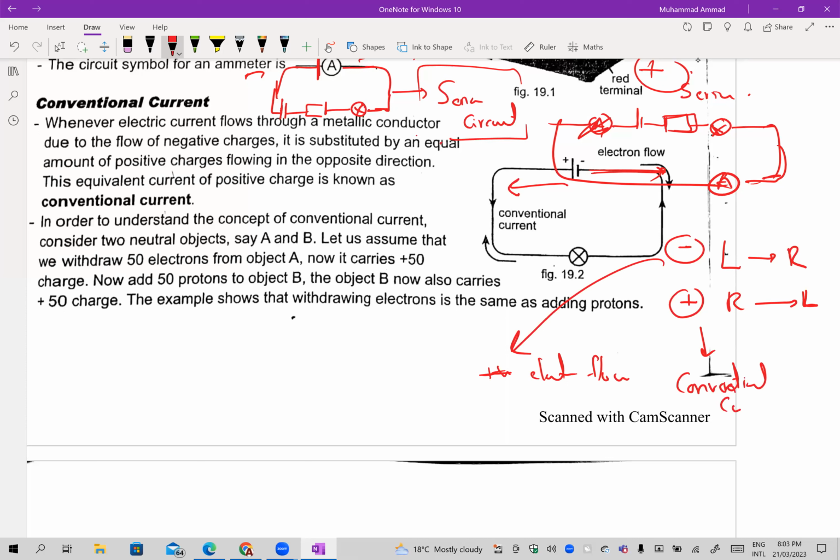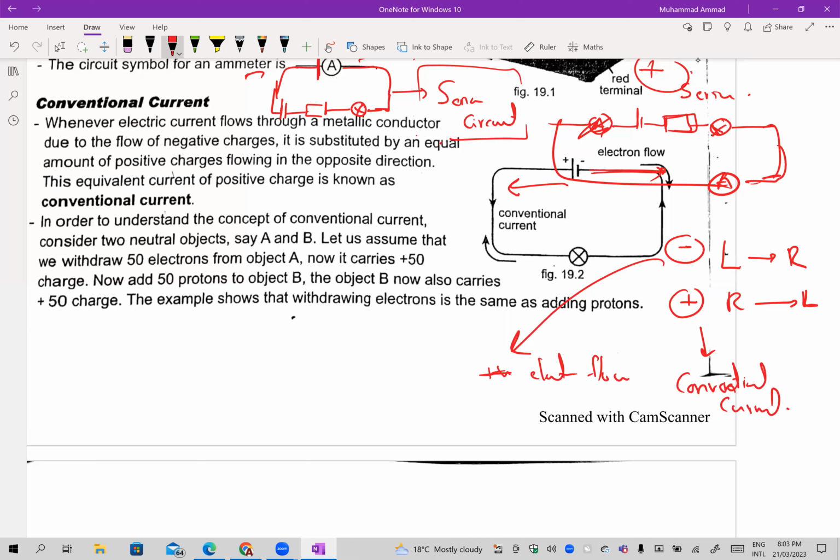And this positive charge is known as the conventional current. So this conventional current is basically a theory, a concept that we use to comprehend how the positive charges flow in a direction opposite to the electron flow, okay?